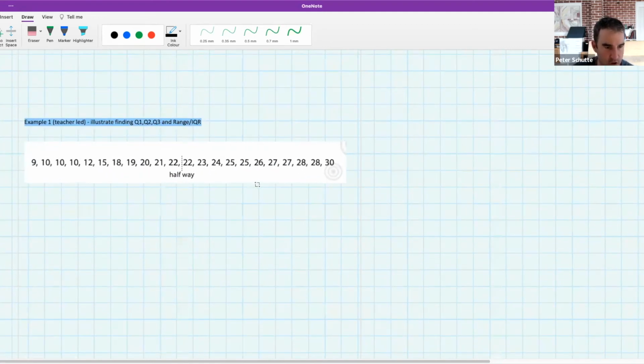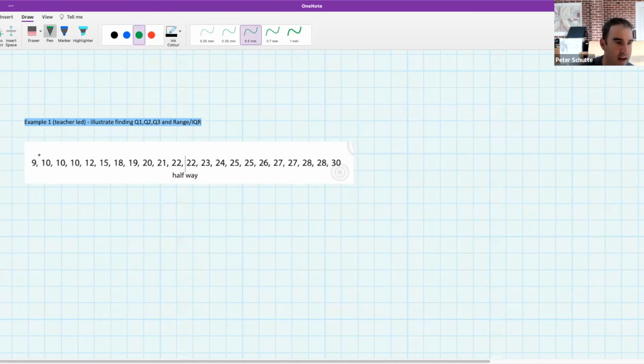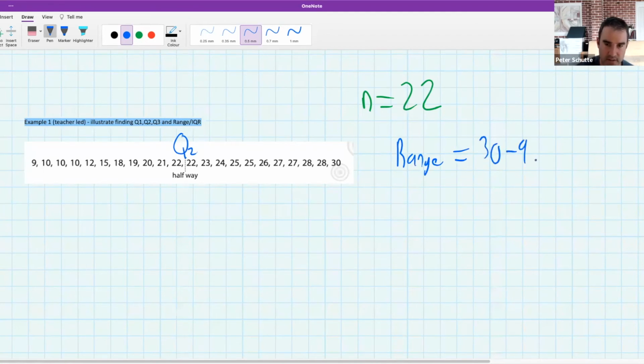In the second example, you're given a bigger data set, and I'm going to count it with you. 1, 2, 3, 4, 5, 6, 7, 8, 9, 10, 12, 13, 14, 15, 16, 17, 18, 19, 20, 21, 22. So N is 22. They have already shown you in the drawing where Q2, or the median, is. You can see where Q2 is. The range, which is not terribly hard, is just going to be 30 minus 9, which is 21.